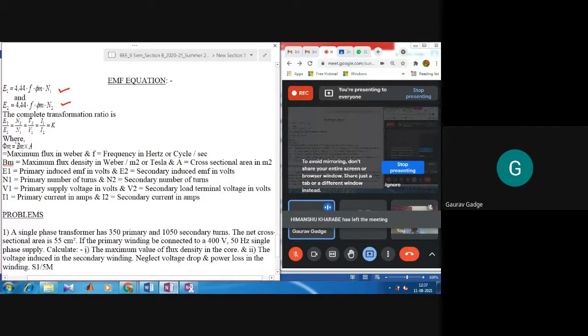Then phi m is equal to Bm into A. We have already seen this equation in unit number 2, the magnetic circuit, where magnetic flux is given by flux density multiplied by cross-sectional area, and therefore Bm can be written as phi m upon A. Now phi m is the maximum flux in Weber, and frequency is in hertz or cycles per second. Bm is the maximum flux density, and its unit is Weber per meter square or Tesla. Cross-sectional area A is in meter square.